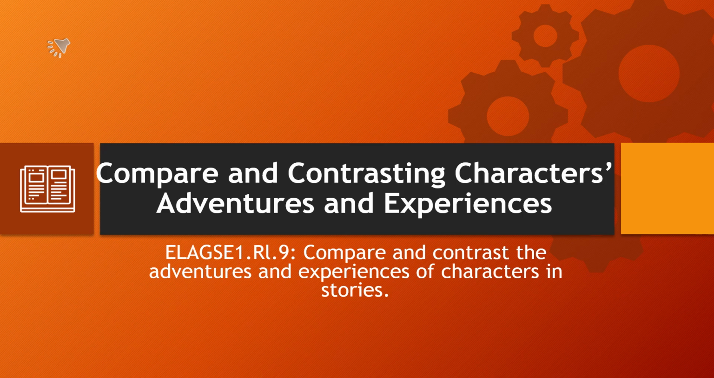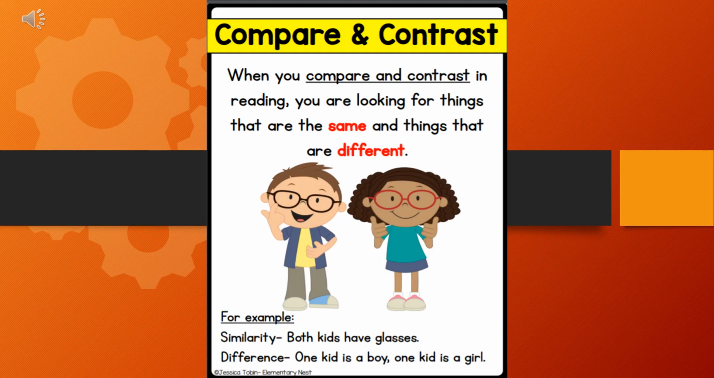The standard that we're going to be working on is ELA GSE 1.RL.9, to compare and contrast the adventures and experiences of characters in stories. When you compare and contrast in reading, you are looking for things that are the same and things that are different. For example, what is similar with the two students above? Both kids have glasses. The difference is one kid is a boy and one kid is a girl.